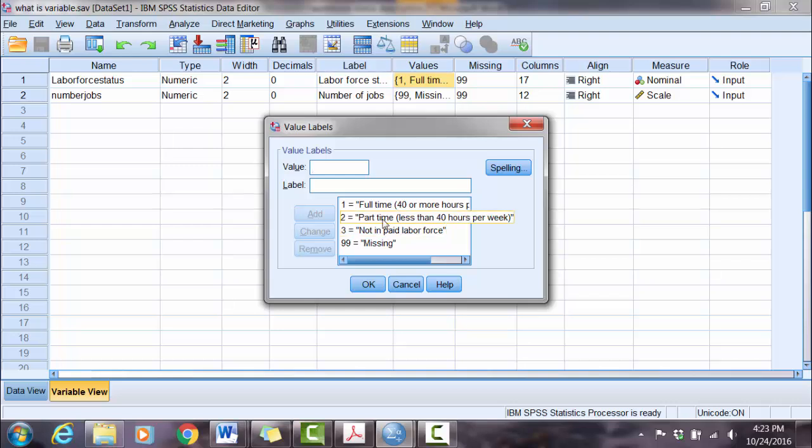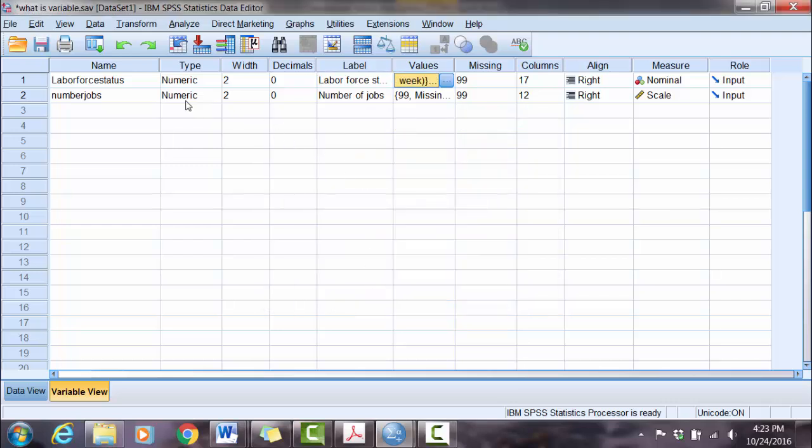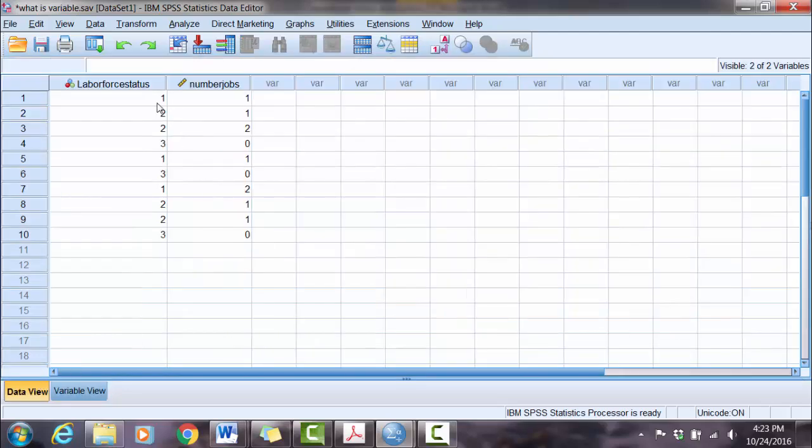And then, like I said, they realized, oh, I don't have the detail of whether a person is working 40 or more hours by doing 2 jobs. So when I said that the researcher might want to add a new variable, this is what I mean. This is an entirely separate variable that actually just measures the number of jobs the person has. And so in the data view, this would look like labor force status, one was part-time, one was full-time, two was part-time.